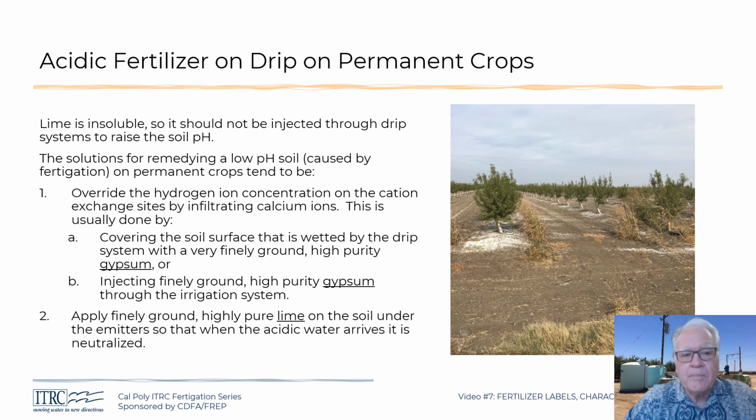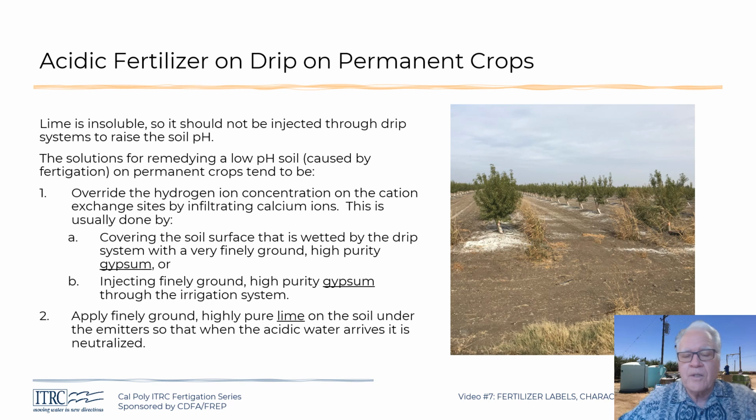If you notice, item number 1 deals with gypsum. We have 2 ways of putting gypsum on. One is we inject it through the irrigation system, and we have a whole section on that. It has to be very finely ground, high purity gypsum. Or we actually cover the soil surface that's going to be wet with gypsum.